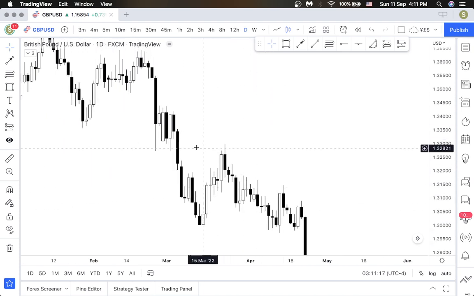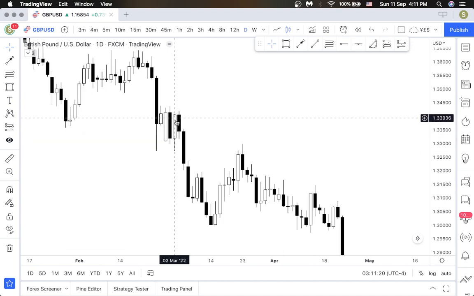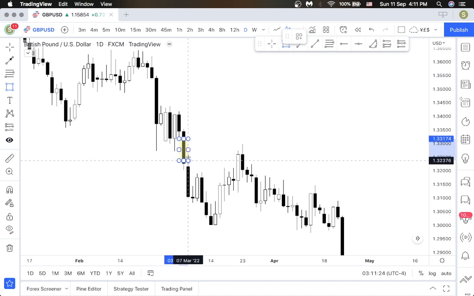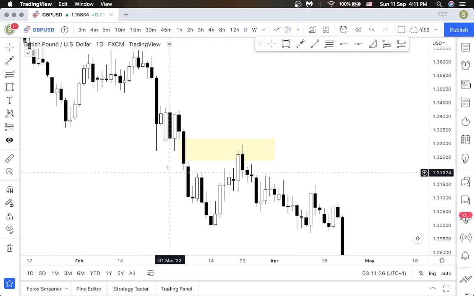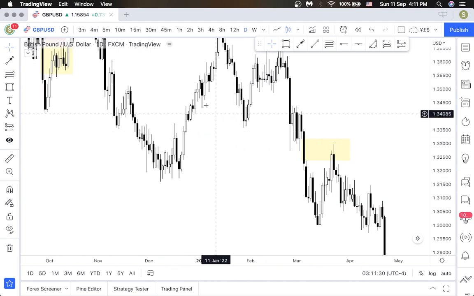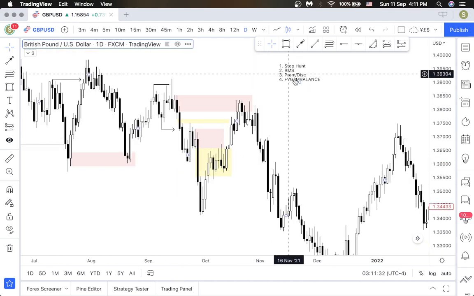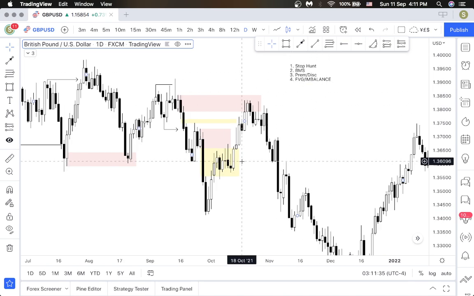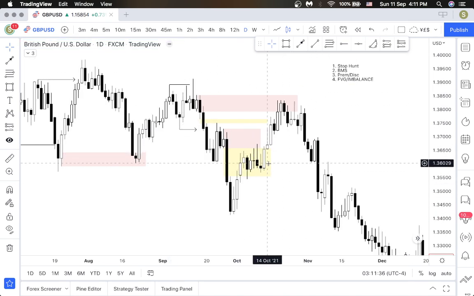We'll find one on the daily. This is an order block, right? Where's the imbalance? Right here. The price came back into the order block, right at the bottom, and reversed. Okay, so stop hunt, BMS, premium discount, fair value gap, imbalance, whatever you want to call it. Those are the 4 necessary rules for all the time frames.